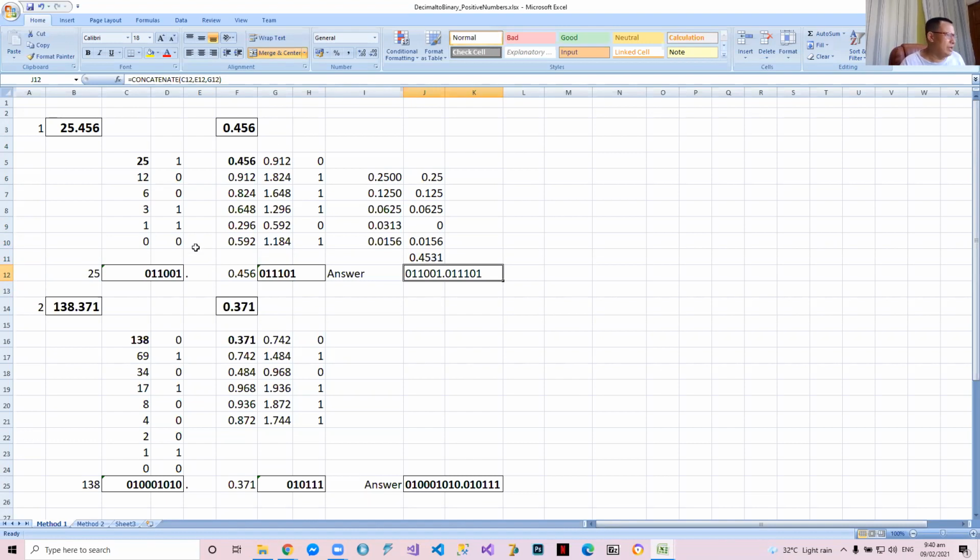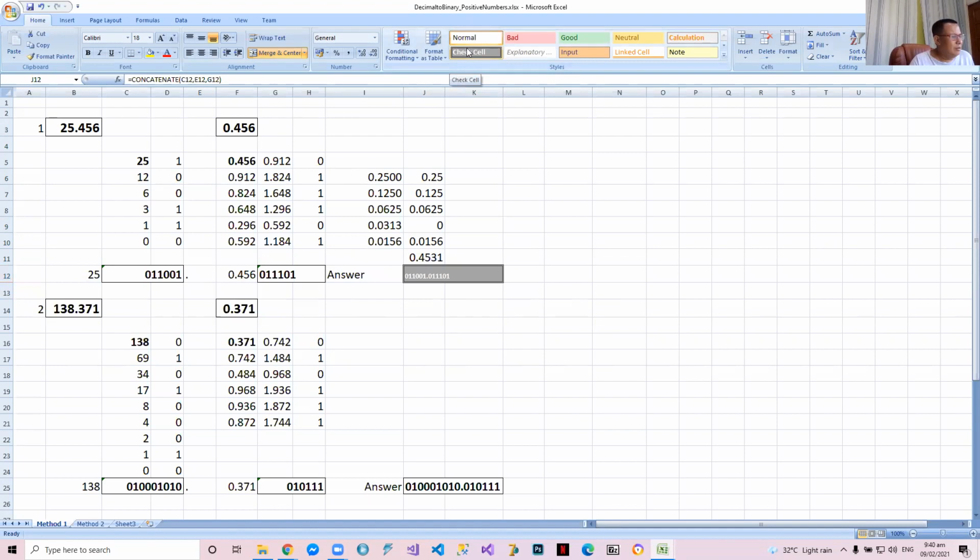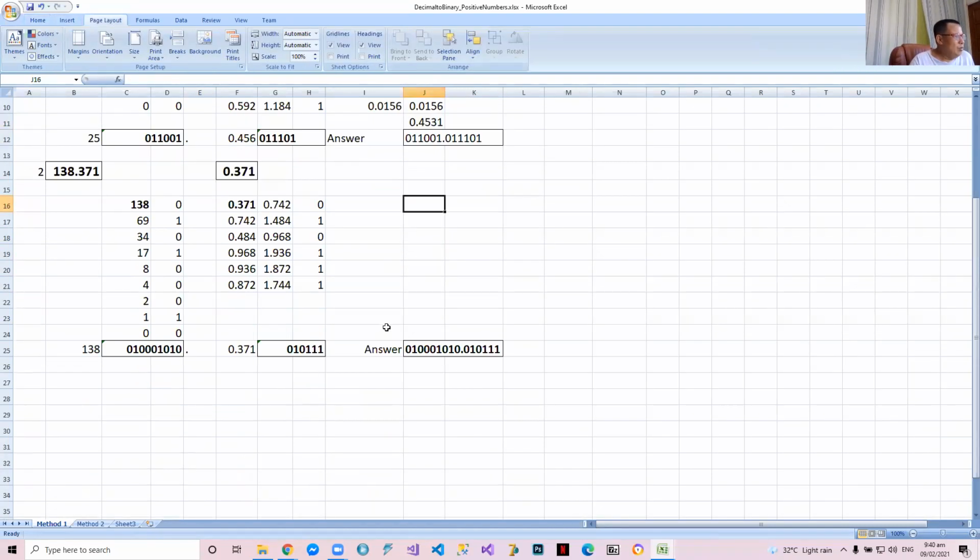So for this, we change the order. For the binary place, we do not change the order. Okay. Any questions so far? No. 1.3871. This is the last example.